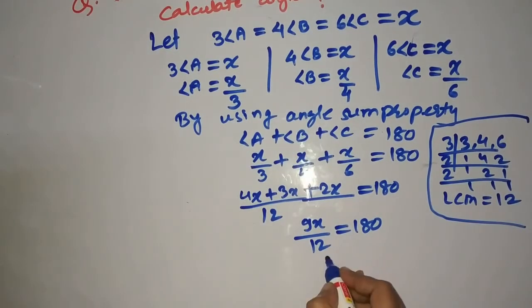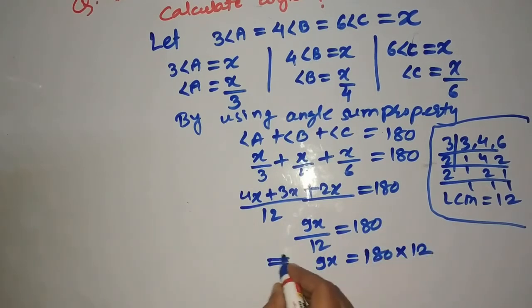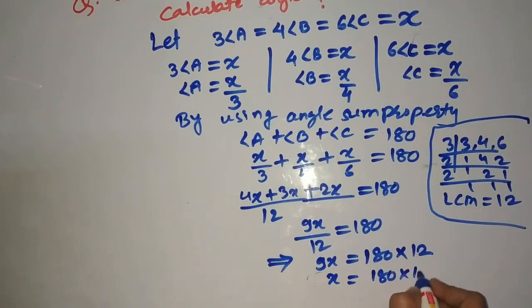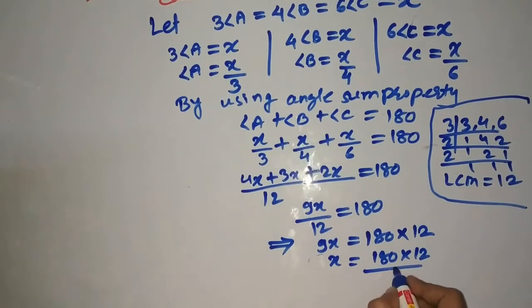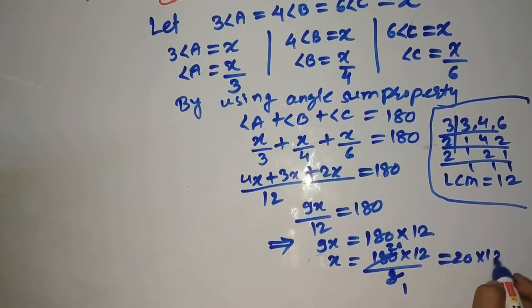So friends, just write down here 9x is equal to 180. This denominator 12 will go here and become multiplication. So now just find out this x. So x is equal to 180 multiplied by 12 with 9 in the denominator. 9 ones are 9, 9 twos are 18. So 20 into 12 we will get 240. So this is the value of x. We got x as 240.